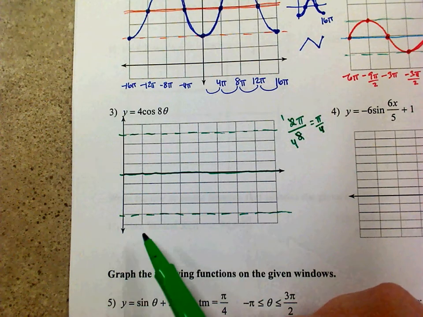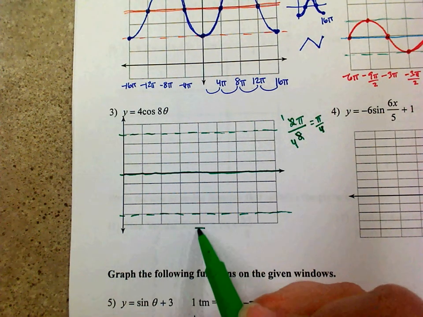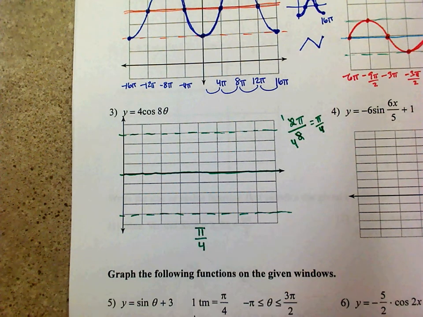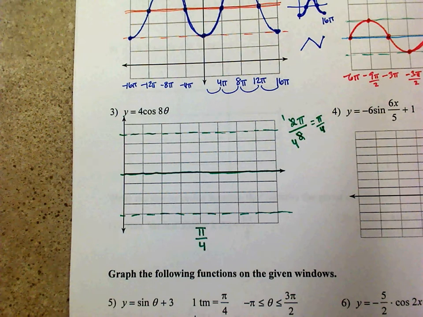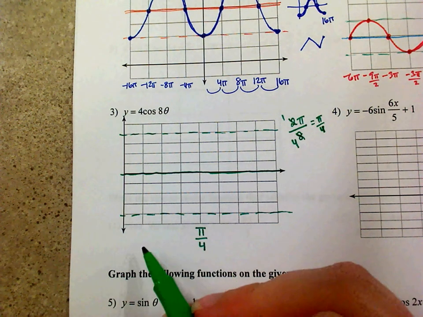So each half is one wave. So that means we want to let halfway through be one wave. So I'm going to label that as pi over 4. Now, you do have to label the rest, so we're going to go ahead and talk about that. You could divide pi over 4 by 4 and get the first tick mark, or you could think this.